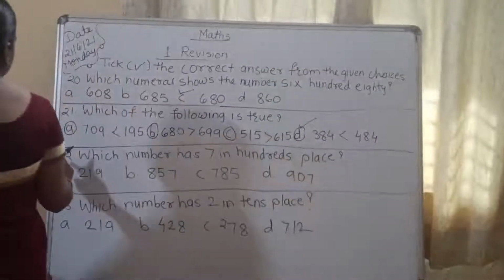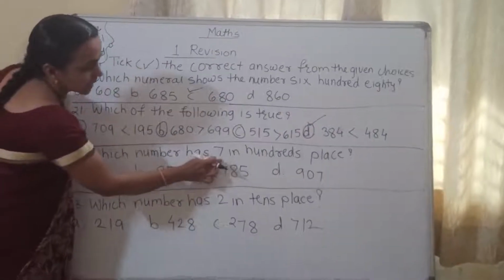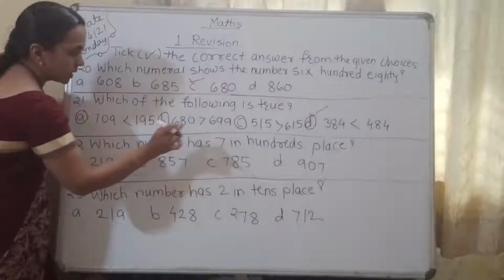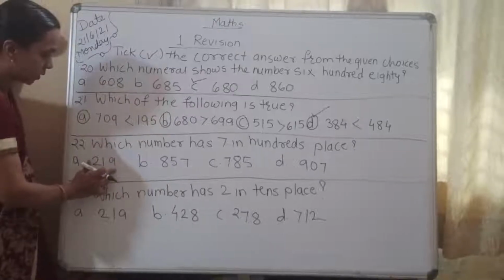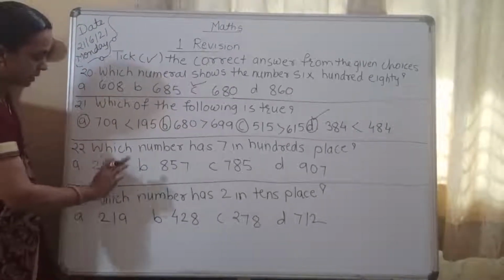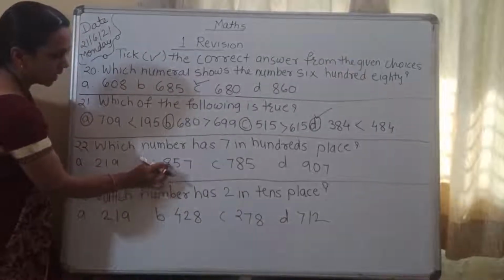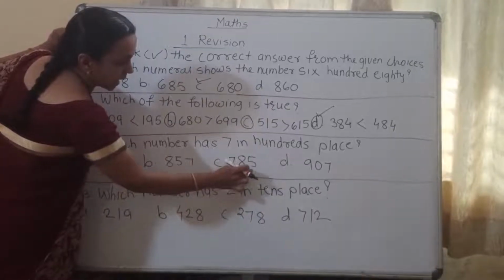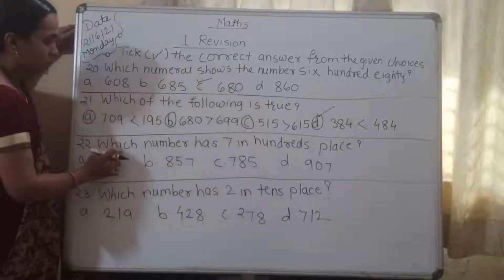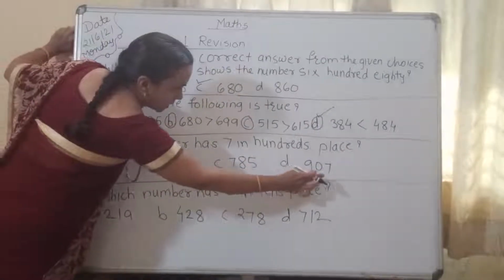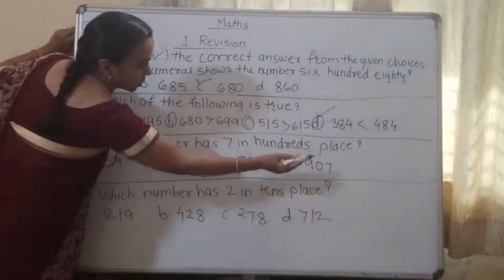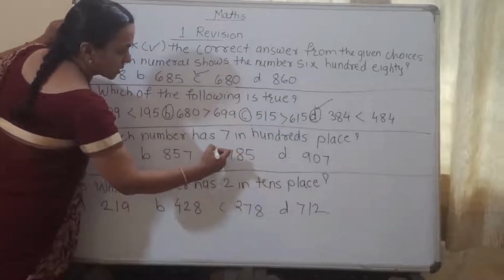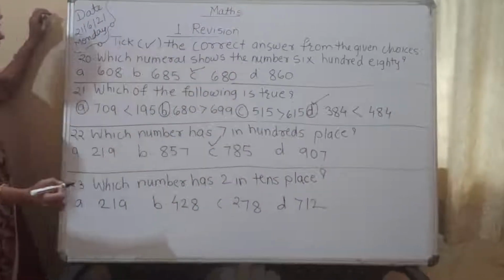Okay, now 22nd question. Which number has 7 in hundreds place? In the hundreds place, we have to find this digit 7. So ones, tens, hundreds. 7 is not there. Ones, tens, hundreds. 7 is not there. Ones, tens, hundreds. Yes, 785. 7 is at hundreds place. Then 907. Ones, tens, hundreds. So only this one number, C 785, is the correct answer. So we have to put the right sign here.